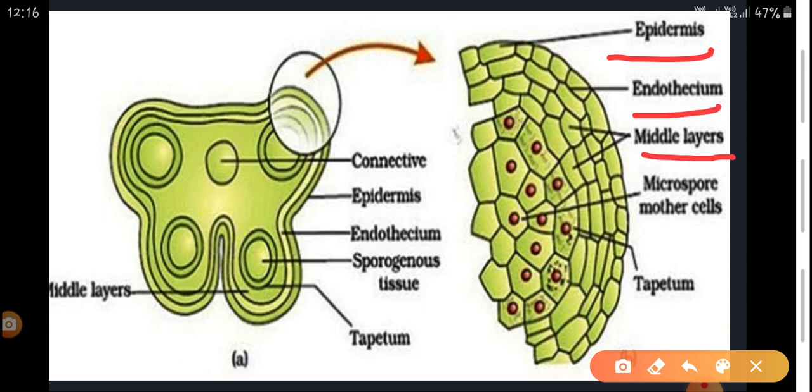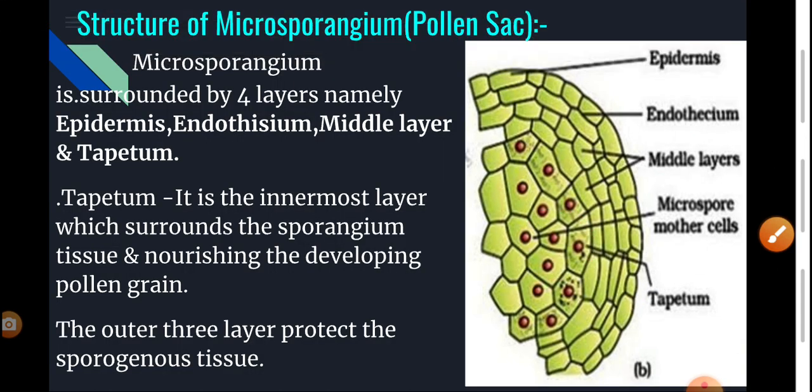three layers of middle layer are present, and after the middle layer the next one is the tapetum, and inside the tapetum sporogenous tissue is present, which is known as microspore mother cell or pollen mother cell. The three layers, epidermis, endothecium and the middle layer, help in protection, and the tapetum, which surrounds the sporogenous tissue, also helps in the nourishment of the developing pollen grain.